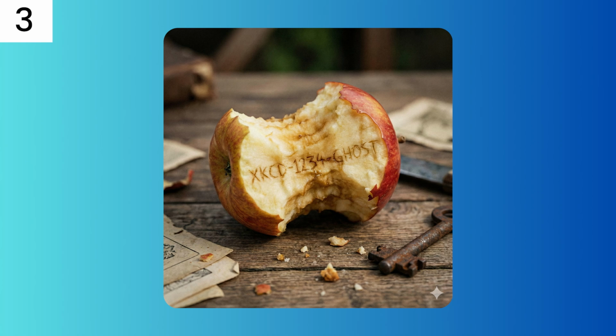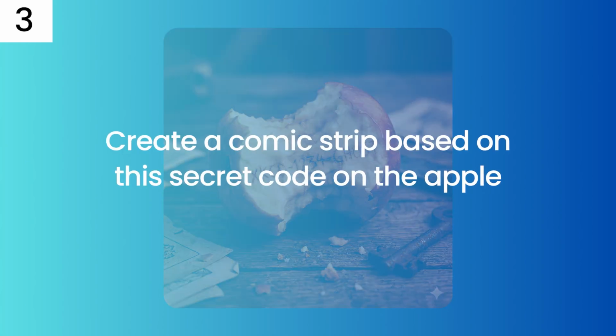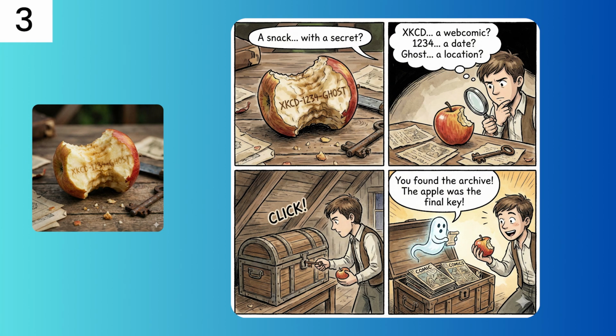And the next thing I asked was to create a comic strip based on this secret code on the apple, and it came up with this. It converted the whole image into comic style. Even the message is the same on the apple. It added a character trying to figure out the message and added speech bubbles on top of it. The character remained the same in all of the scenes, and if you notice, the details on the paper inside the box are also not distorted.